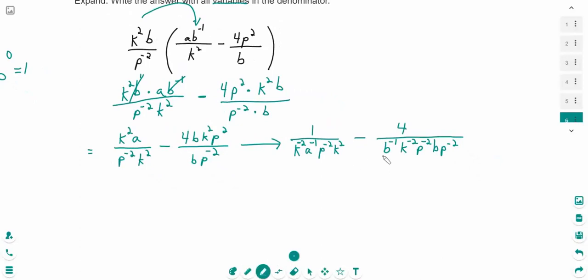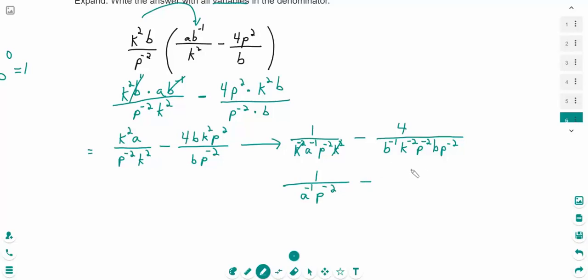Let's try to simplify this now. So, is there anything that can be done? Well, in this first term, we have a k to the negative 2 and a k to the second. So 2 plus a negative 2 is 0, k to the 0 is a 1. So in a sense, these just eliminate each other. And then there's nothing else that we can multiply out. So we end up with a to the negative 1, p to the negative 2.